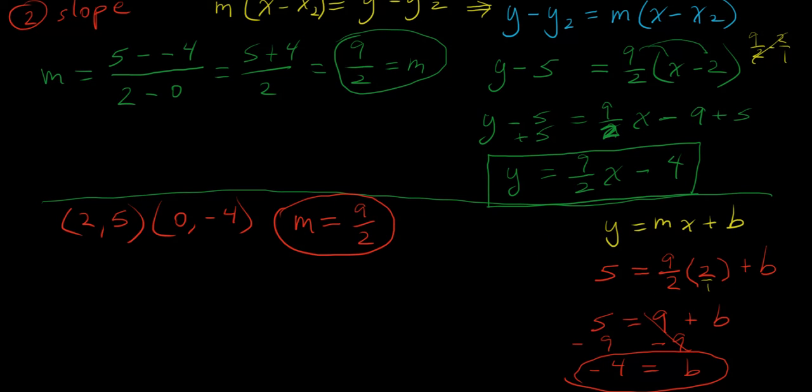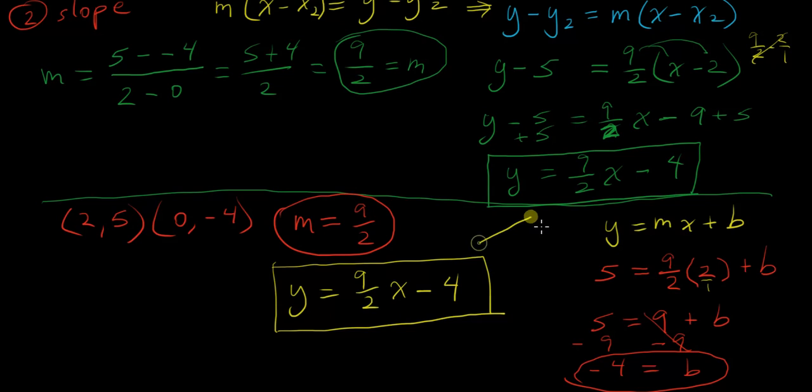So now we're just going to fill it in. What's m? It's 9 halves. We're back to generic x and y now, right? We're not going to leave a point stuck in there. We pull it back out once we used it to pin b down. But now we know that b is -4. And there we go. So same answer we got with the other technique.